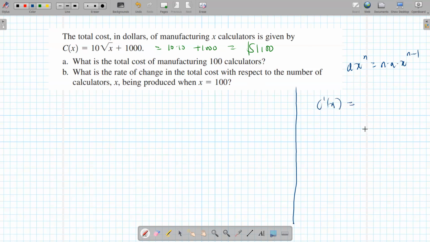We drop it. But now let's look at 10 times x to the power of 1/2. This is in this form, so we can definitely use this formula. What's going to happen is that the exponent comes down, and then we deduct 1 from the exponent. So it's going to become 1/2 times 10 times x to the power of, what's 1/2 minus 1?